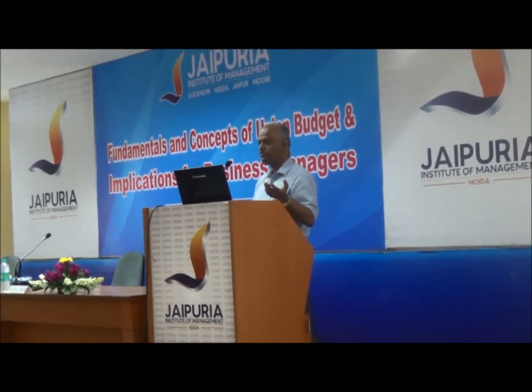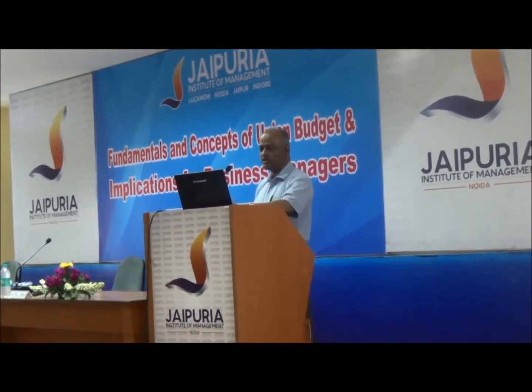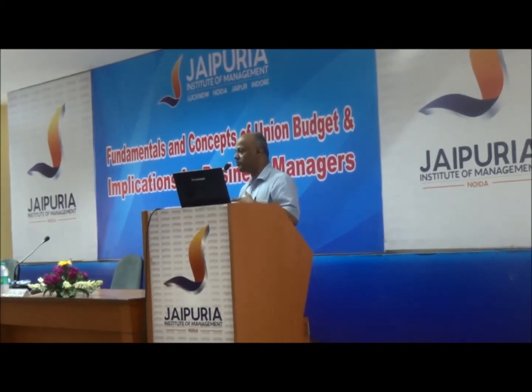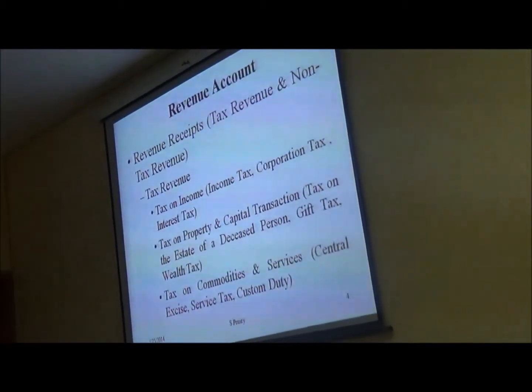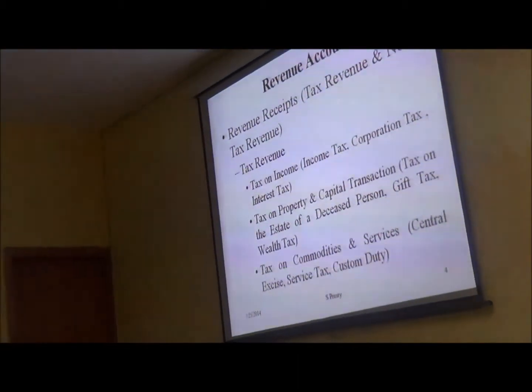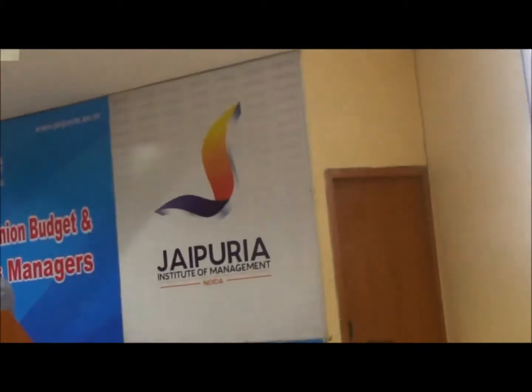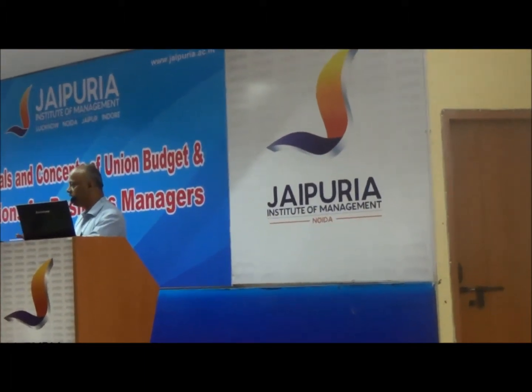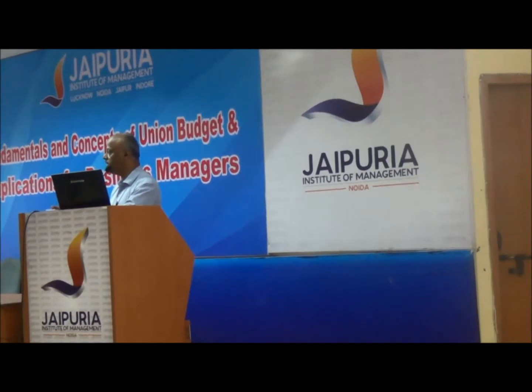If I categorize that, one is the receipt side and the other is the expenditure side. In the receipt side, in the revenue account, revenue receipts are divided into two parts: one is tax revenue, the other is non-tax revenue. Again, tax revenue has two parts: one is direct tax, the other is indirect tax.